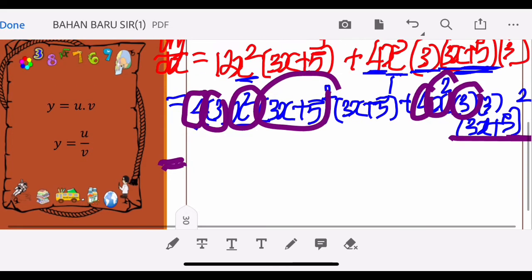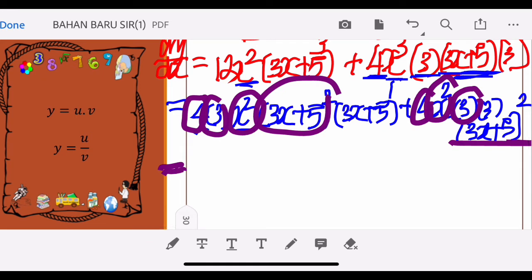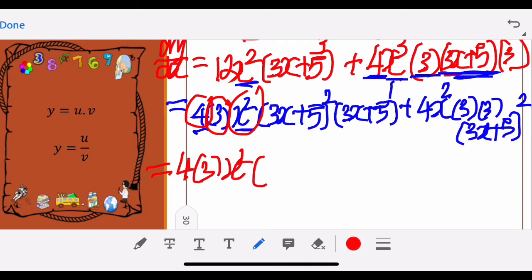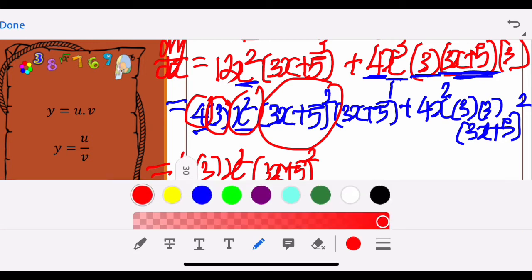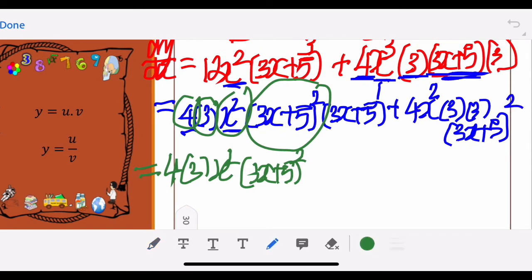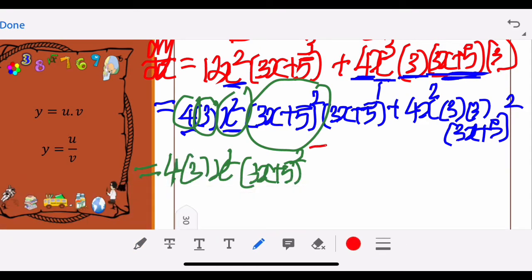Okay, I do again so that you are aware what I am doing. Let me show you again. So I'm going to take out the 4, I'm going to take out 3, I'm going to take out x squared, I'm going to take out 3x plus 5 power 2. So the balance, the remaining, I will put inside the bracket like this. So I have 3x plus 5, right? Plus 4, I took out already. X squared, 3, took out.